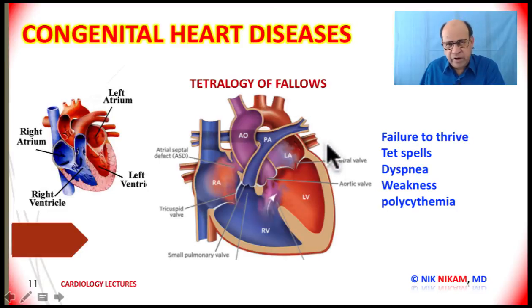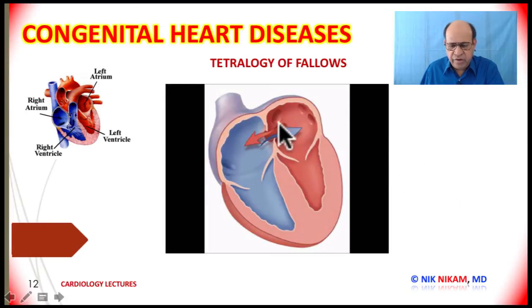Babies born with tetralogy fail to thrive. They may have TET spells where they may exhibit severe cyanosis. These children will also be short of breath. They have weakness, and they also manifest with polycythemia. In some cases, it may be necessary to operate on these infants in order to maintain adequate oxygenated blood through the circulatory system. As I said, generally there is shunting of the blood from the left side to the right side at the atrial level and also at the ventricular level in patients with tetralogy of Fallot.